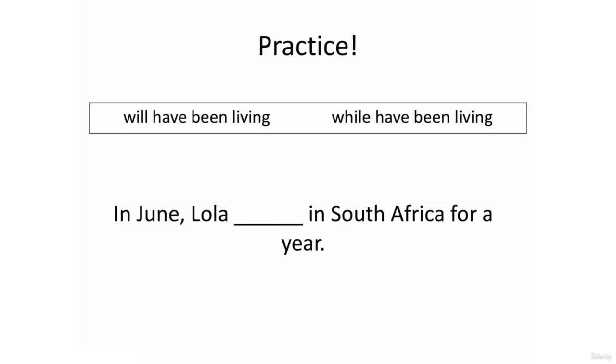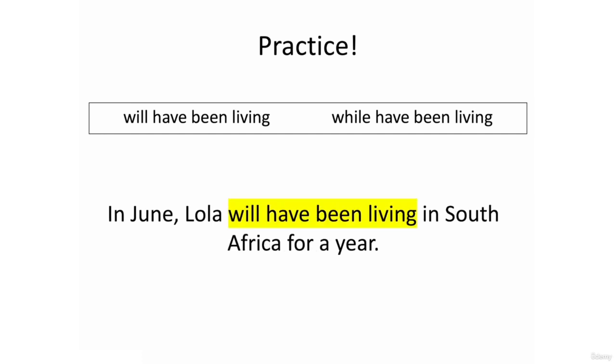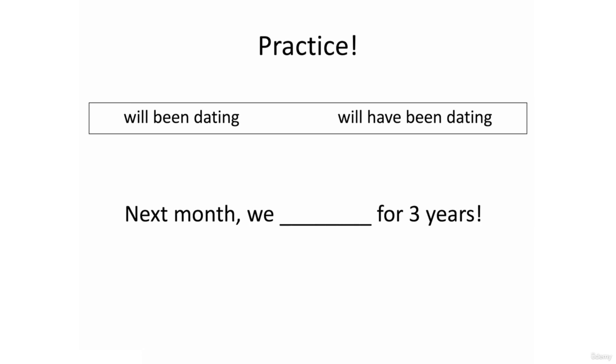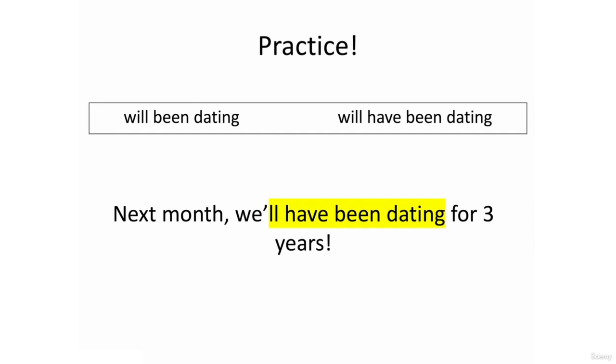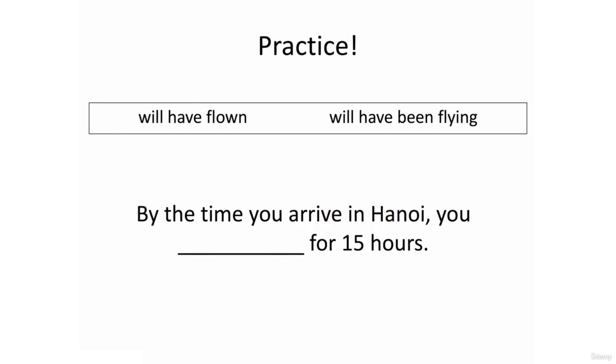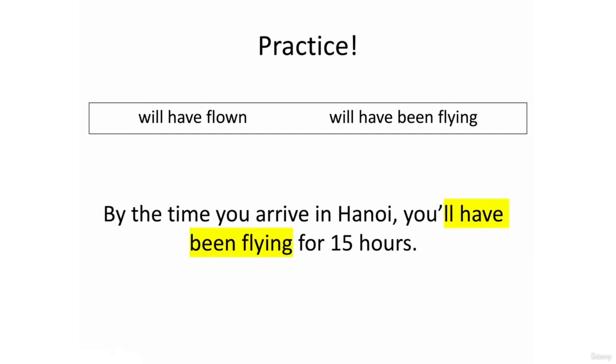All right, let's practice. Can you fill in the gaps with the correct use of the future perfect continuous tense? In June, Lola will have been living in South Africa for a year. Next month, we'll have been dating for 3 years. By the time you arrive in Hanoi, you'll have been flying for 15 hours.